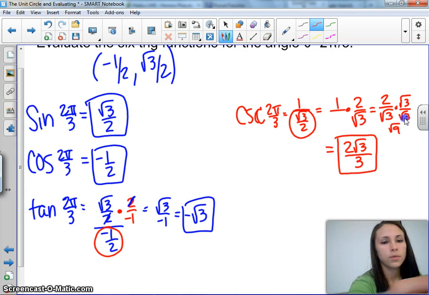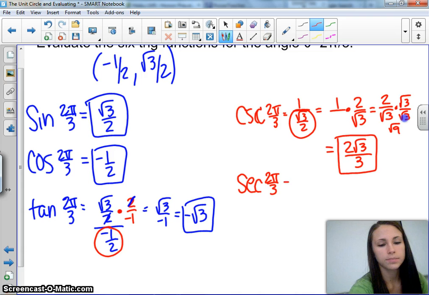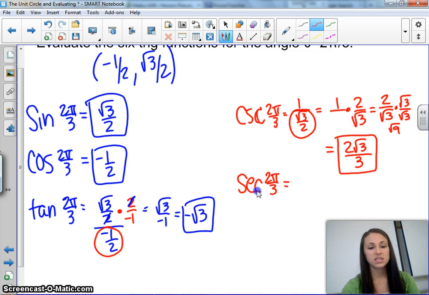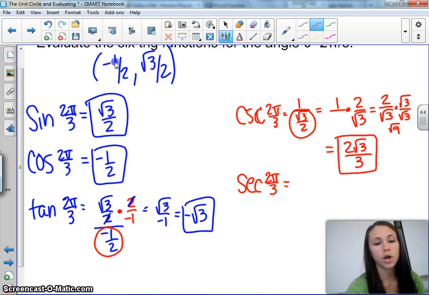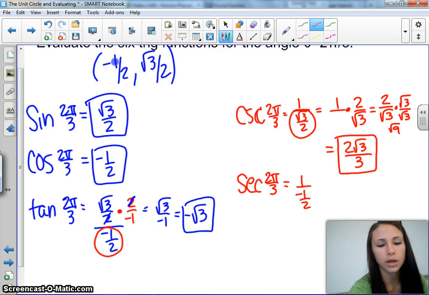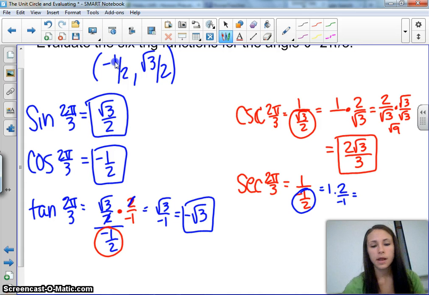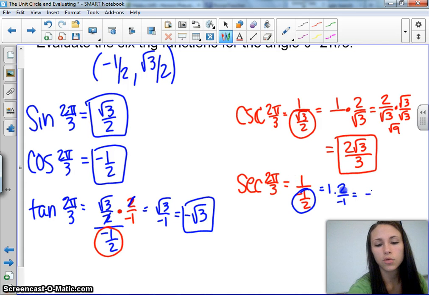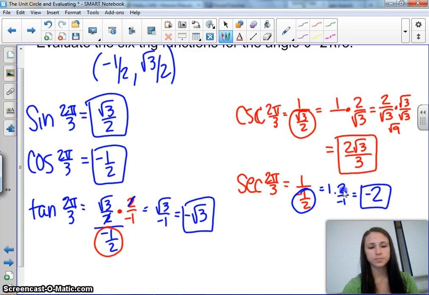Now, we have to do the secant. So the secant of 2 pi over 3 is just going to be, secant goes with cosine, and cosine goes with x. So that's just 1 over the x. So 1 over negative 1/2. So I'm going to take this and flip it, and I'll have 1 times 2 over negative 1. And so when I do this, 1 times that is not going to change it. So 2 over negative 1 would just be negative 2.